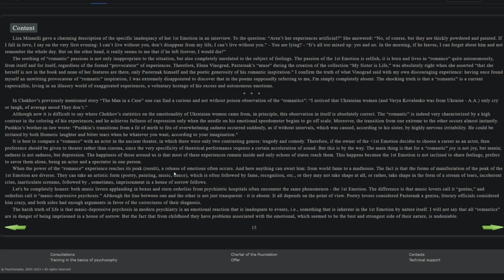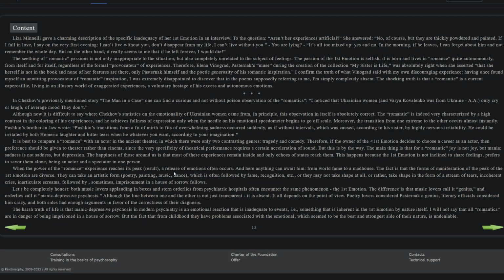So, continuing on. In Chekhov's previously mentioned story, The Man in the Case, one can find a curious and not without poison observation of the Romantics. I noticed that Ukrainian women, and Varya Kovalenko was from Ukraine, only cry or laugh, of average mood they don't have. Okay, so they're kind of like binary with their mood. It's exaggerated. Although now it is difficult to say where Chekhov's statistics on the emotionality of Ukrainian women came from, in principle this observation in itself is absolutely correct.